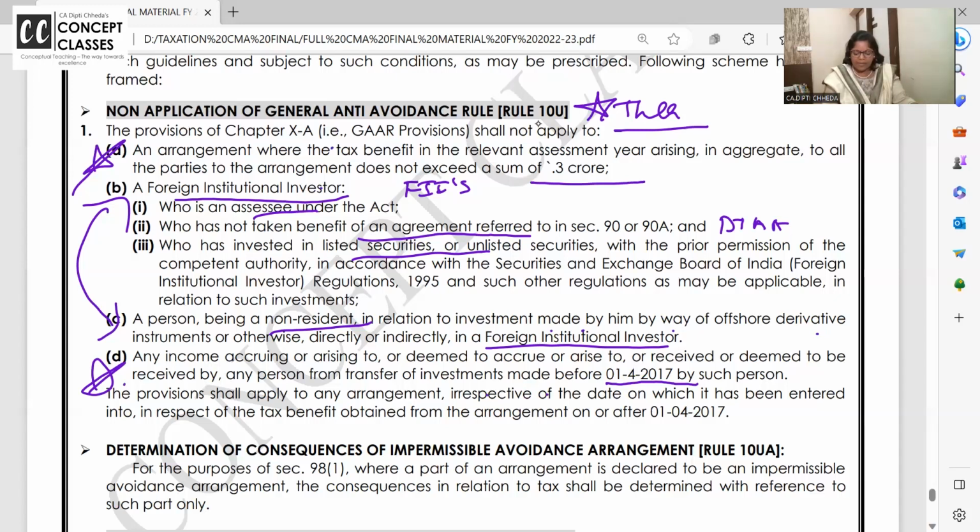Provisions of this chapter 10A shall not apply where the tax benefit does not exceed 3 crore, or where the transaction entered is before 1/4/2017, or to FIIs, foreign institutional investors, directly, or to a non-resident who is investing in the FIIs, and FIIs is investing in India.